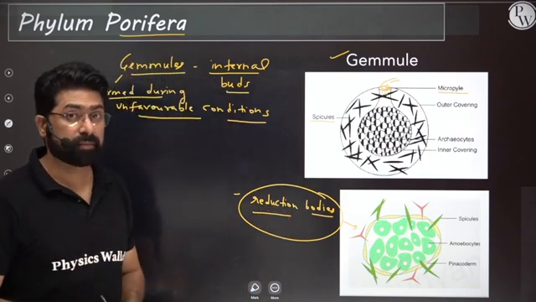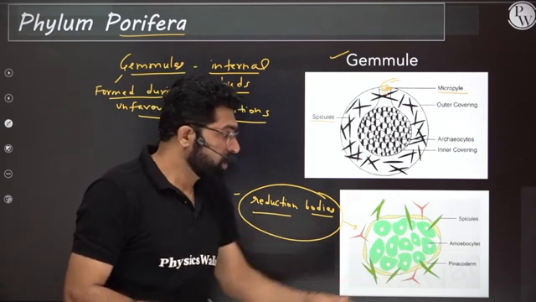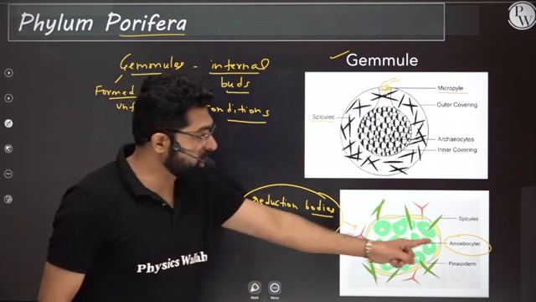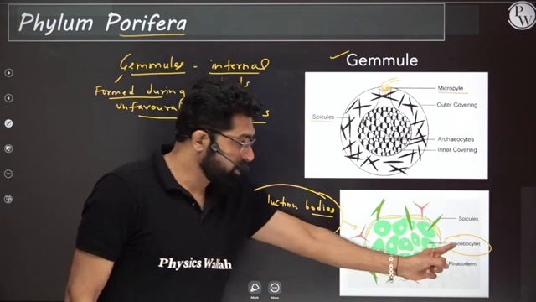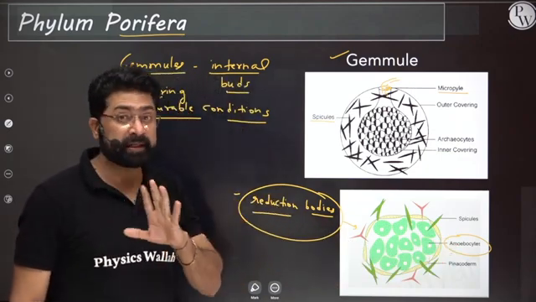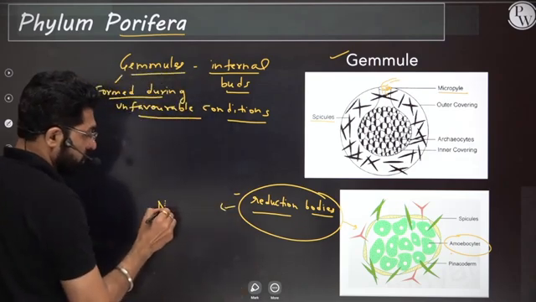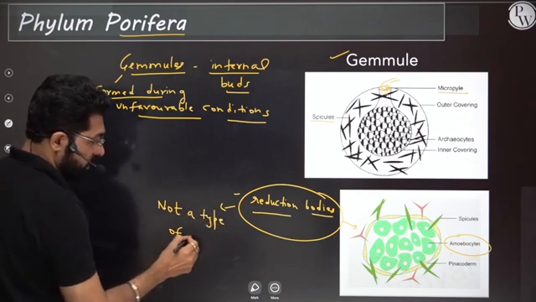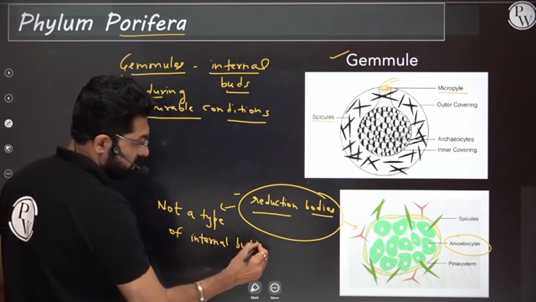Difference you can easily see here. Here you see it is an amoebocyte instead of an archaeocyte. And it is not a type of internal budding. Then what is it? Sir, then what is it?